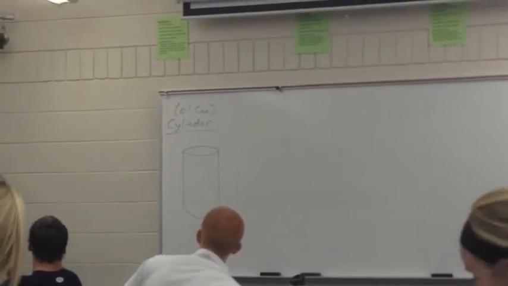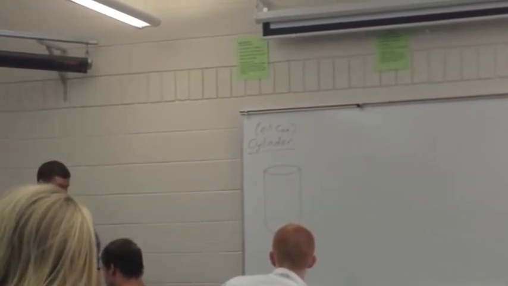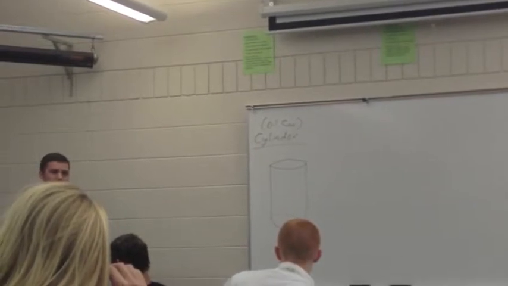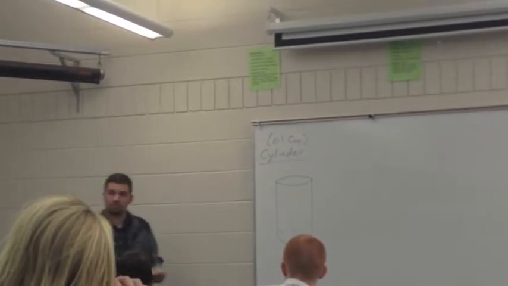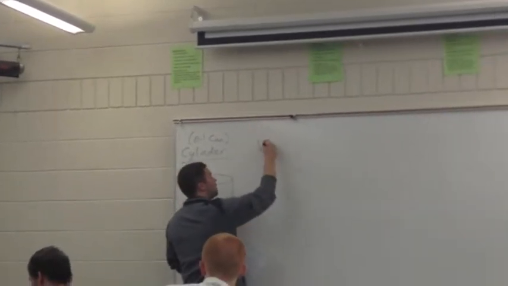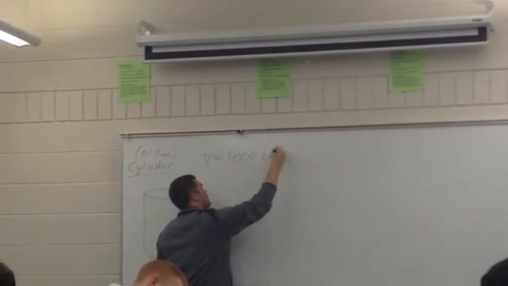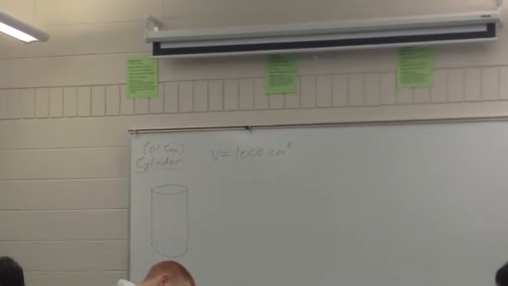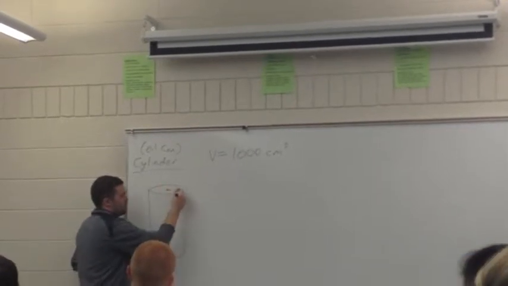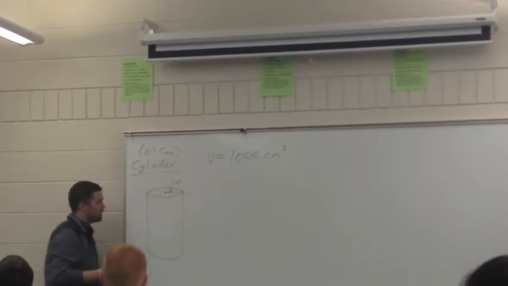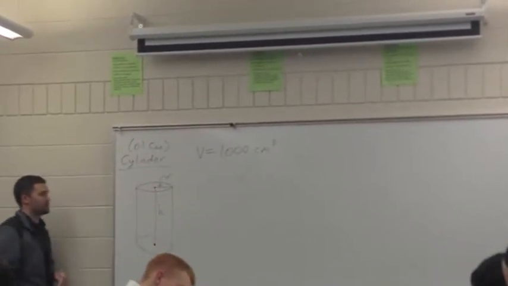All right. What do I know about this thing? What did they give us in the problem? It can hold 1 liter of oil. The volume is 1 liter, which is 1,000 centimeters cubed. I like to write down everything that I know. Now, there's a couple of important things in a cylinder. The radius is important, and the height is also an important factor.